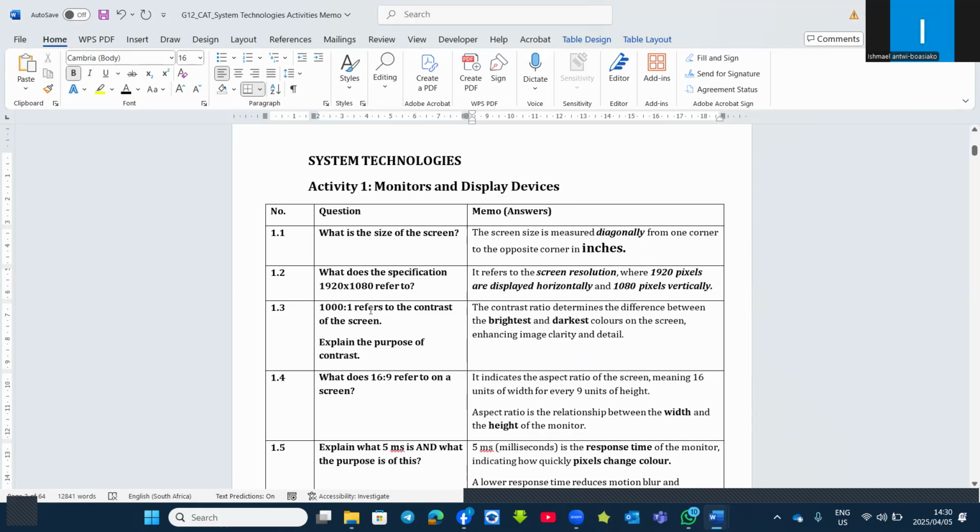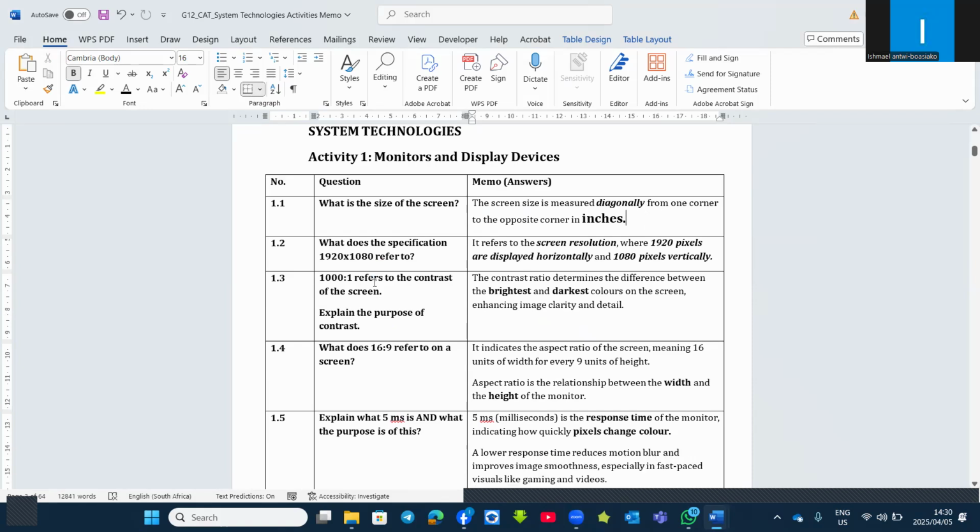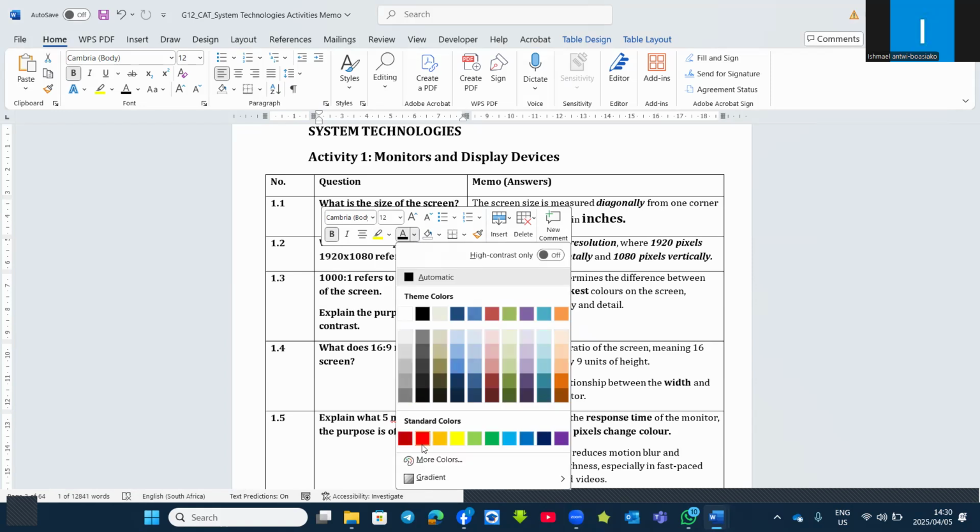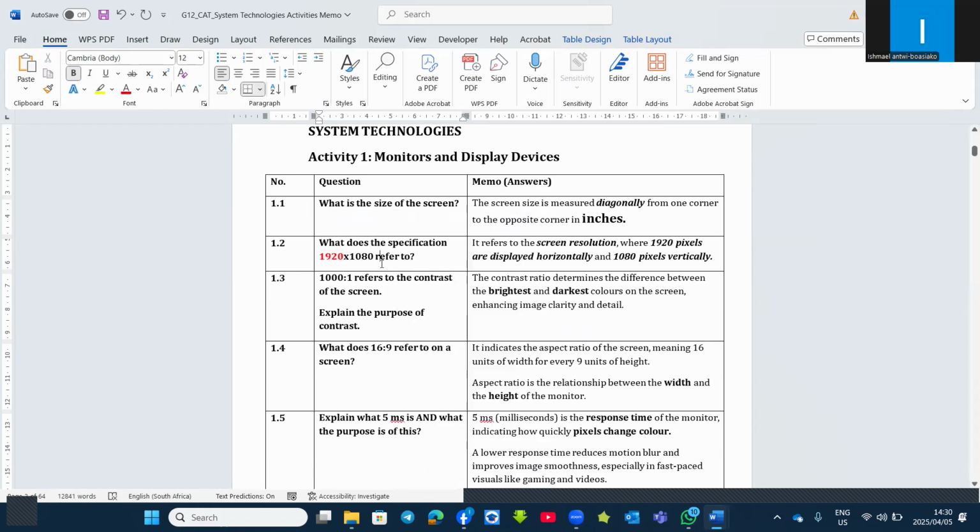Right, 1.2. What does the specification 1920 by 1080 refer to? Now, when you see this specification, we call it resolution. That's the number of pixels horizontally and vertically. The number of pixels horizontally is 1920, and the number of pixels vertically is 1080. So whenever they ask you what it means, that is the resolution of a monitor.